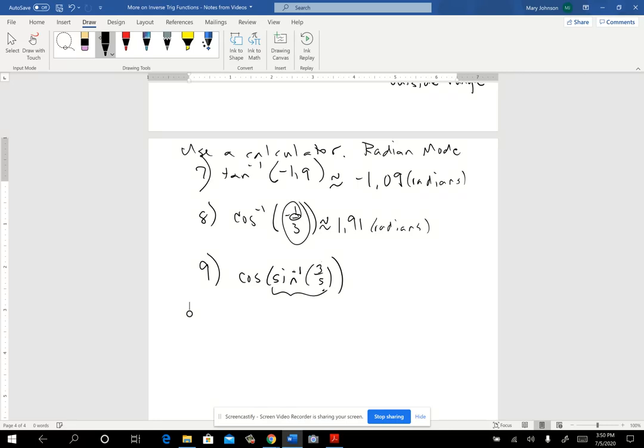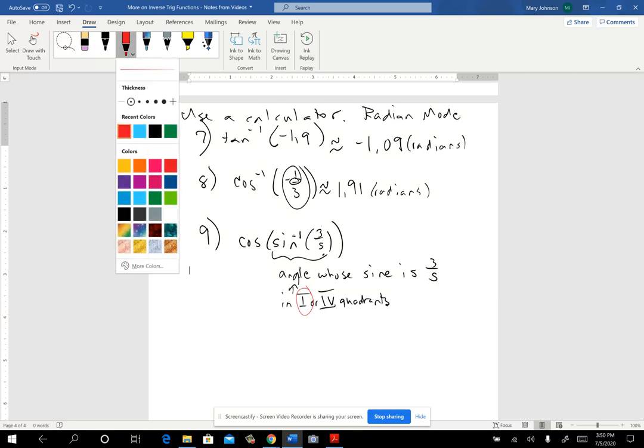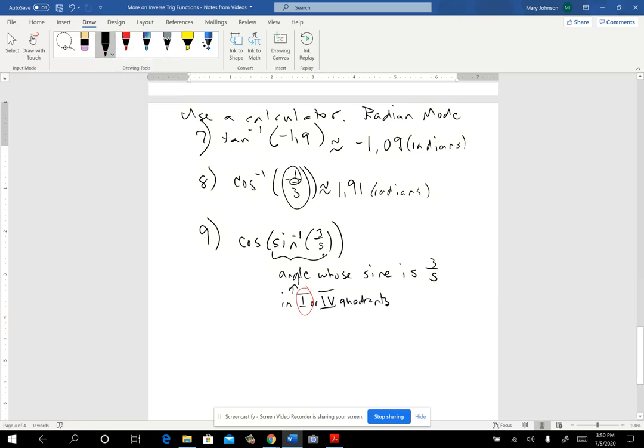This right here is an angle whose sine is 3/5, and the angle is in the first or fourth quadrants. Right? So sine inverse of 3/5 is an angle in the first or fourth quadrants. Well, for the sine to be positive, it's going to have to be in the first quadrant, isn't it? Okay, so what you're going to do is draw yourself a sketch.